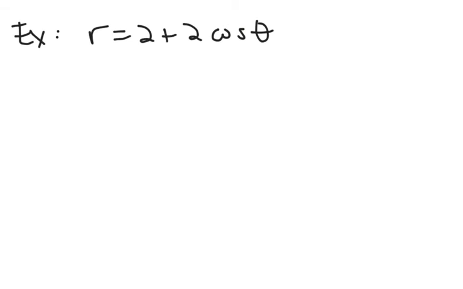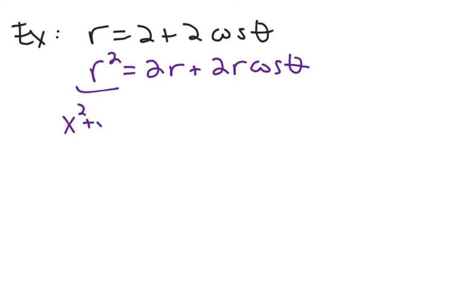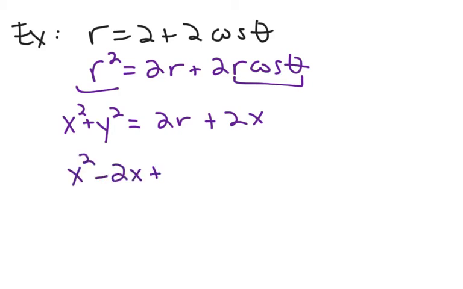Sometimes we have to do a little bit more work to get where we're going. If I look at r equals 2 plus 2 cosine theta, I can't convert anything right now. So I'm going to multiply everything by r, and I mean everything. So r squared becomes x squared plus y squared. I can't do anything with this r yet, but r cosine theta is x. Well, now if I do a little bit of maneuvering, I'm going to move my 2x over to the left.